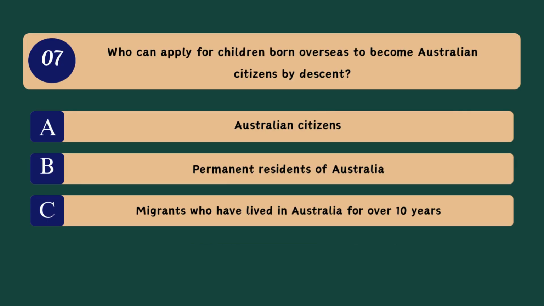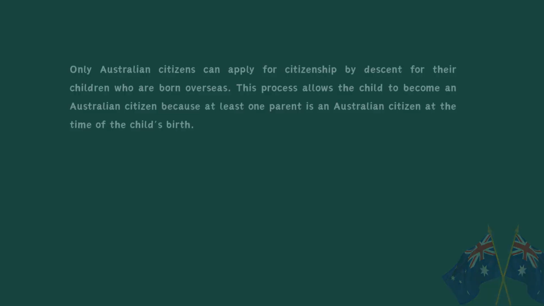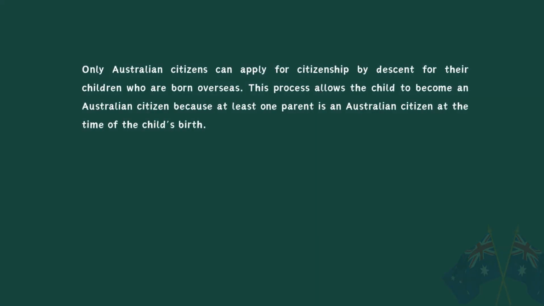Correct answer A. Australian citizens. Only Australian citizens can apply for citizenship by descent for their children who are born overseas. This process allows the child to become an Australian citizen because at least one parent is an Australian citizen at the time of the child's birth.